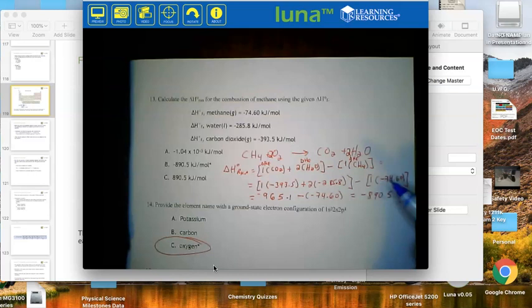Number 30, which compound is insoluble in water? Calcium carbonate's insoluble. These guys are not, because here are the exceptions. Group 1 metals are always soluble. And then number 31, our bonus question, is asking for the density of a 0.354 molar solution of ammonium sulfate.